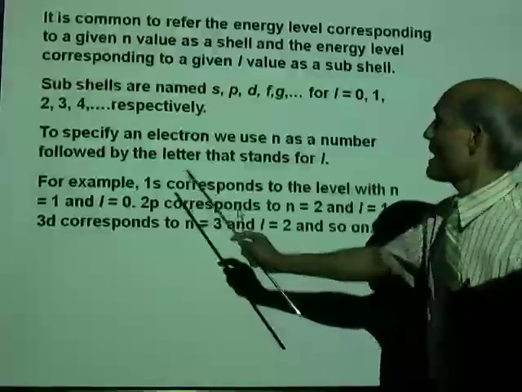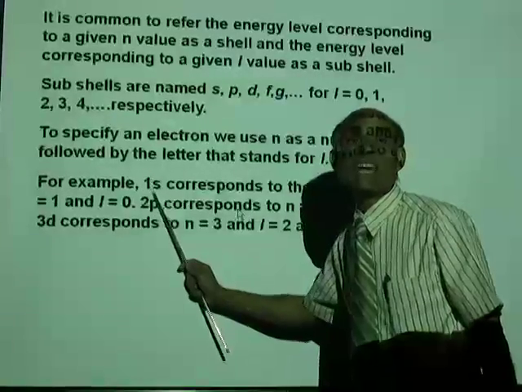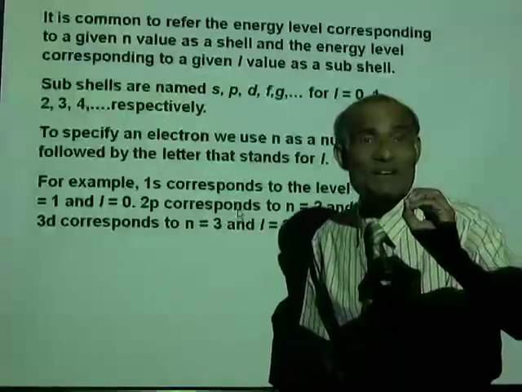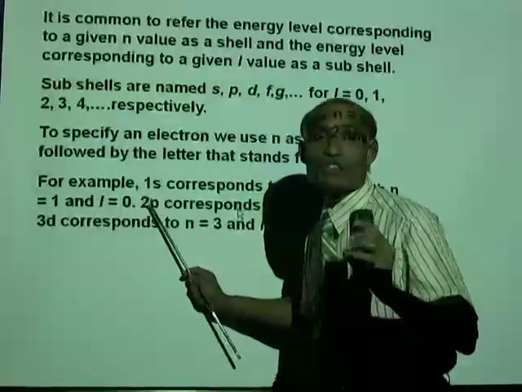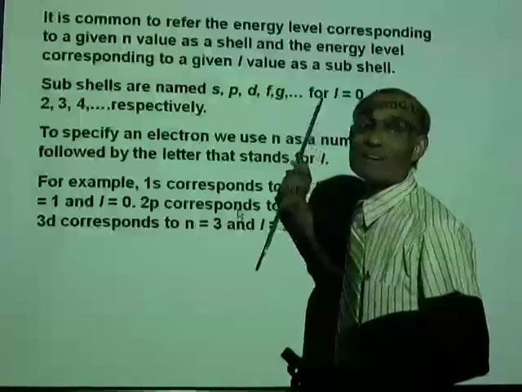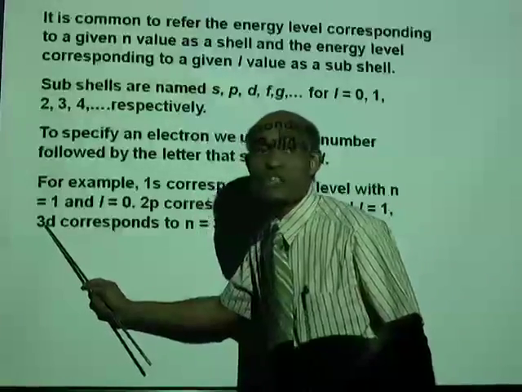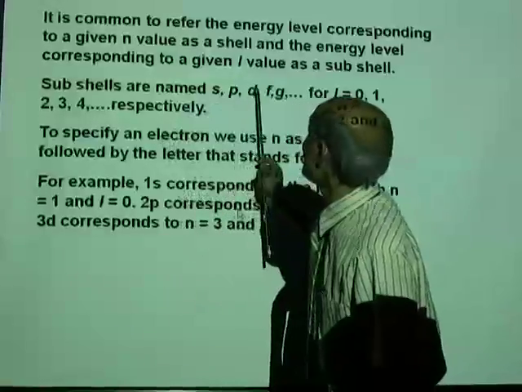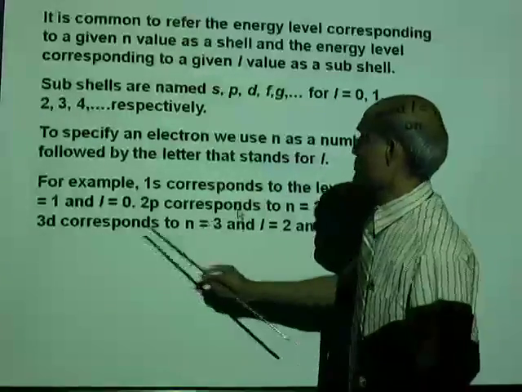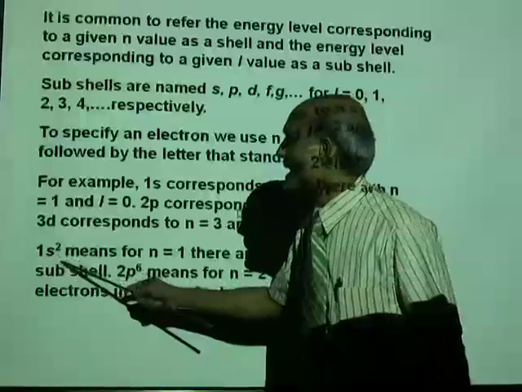Okay. Now, for example, 1s corresponds to an electron in the shell 1 in the s subshell. Now 2p, you can see that is the address of the electron. 2p is an electron that is in the shell n equal to 2 and its subshell corresponding to L equal to 1. Now, how about the 3d? 3d corresponds to the third shell, n equal to 3, and its subshell corresponds to L equal to 2. So n equal to 3 and L equal to 2 is a 3d address.